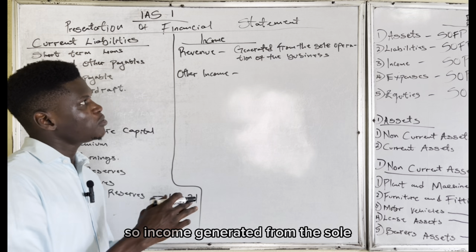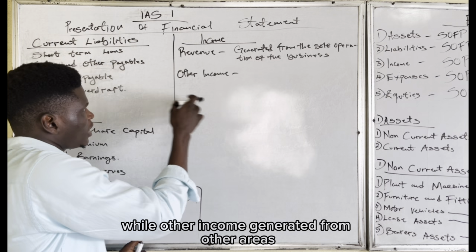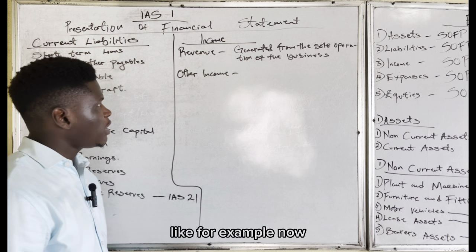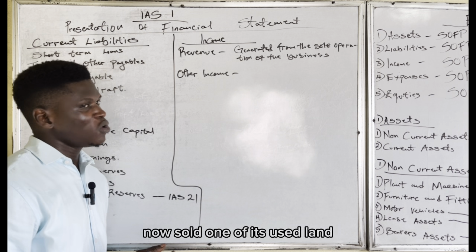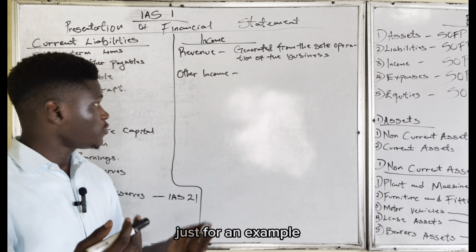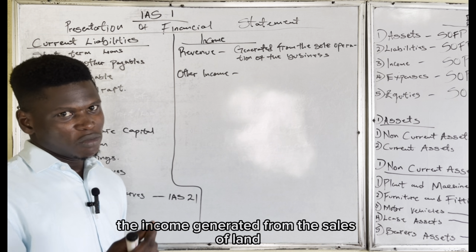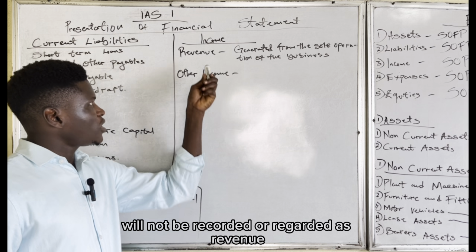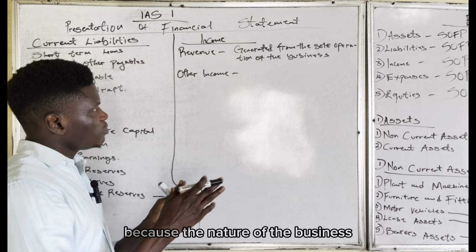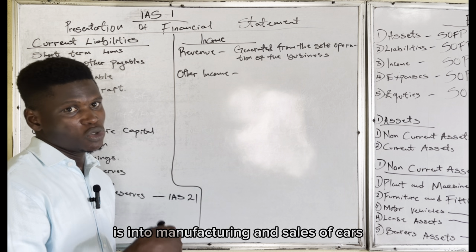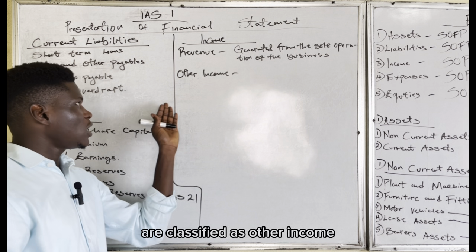So income generated from the sole operation of the business is classified as revenue, while other income is generated from other areas. For example, a company that is manufacturing cars sold one of its used lands. So it sold one of its lands. The income generated from the sales of land will not be recorded or regarded as revenue, but will be regarded as other income, because the nature of the business is manufacturing and sales of cars. So any other income apart from the nature of the business is classified as other income.